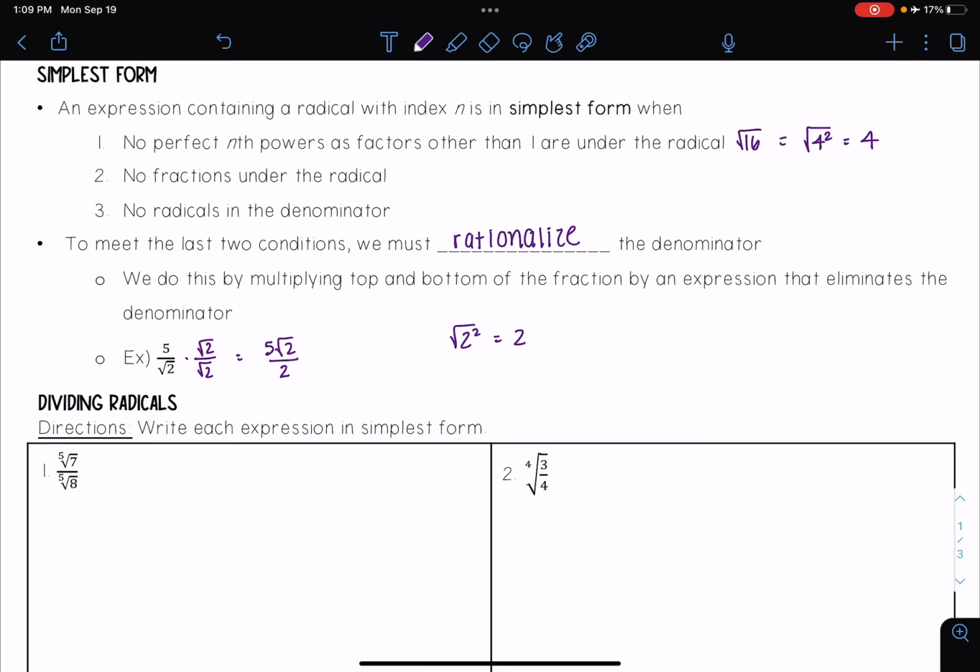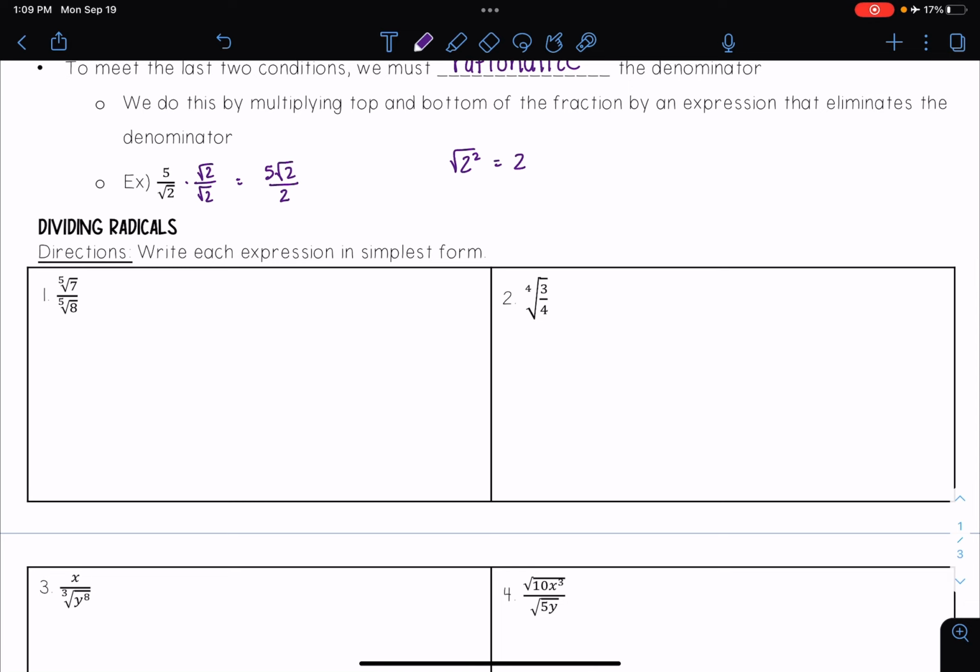Okay, so let's look at some examples. For this first one, I have the 5th root of 7 over the 5th root of 8. I want to get rid of that radical in the denominator in order to simplify this. One way you can think about that is writing 8 as a power of a number. Well, I know that 8 I can rewrite as 2 cubed. And if you don't automatically see that, you can use your factor tree. So this becomes 2 and 4, and 2 and 2. So 8 is equal to 2 multiplied by itself 3 times.